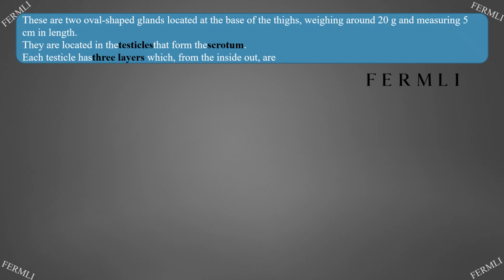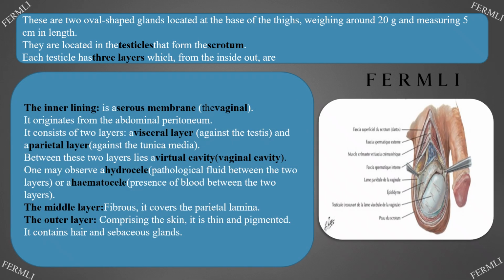Each testicle has 3 layers which, from the inside out, are: the inner lining is a serous membrane, the vaginal. It originates from the abdominal peritoneum. It consists of 2 layers: a visceral layer, against the testis, and a parietal layer, against the tunica media. Between these 2 layers lies a virtual cavity, the vaginal cavity.